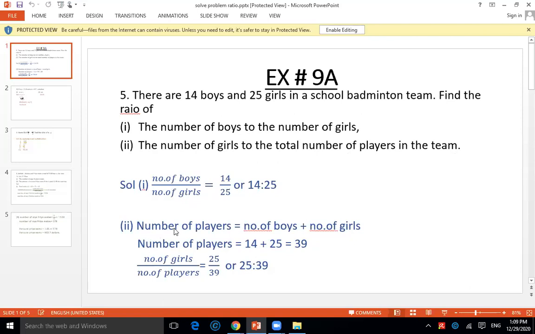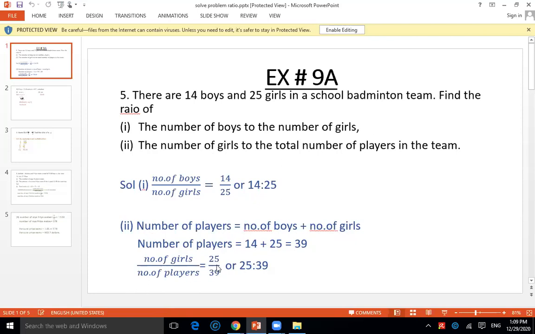Now first of all we need to find out the number of players. We need to add number of boys and number of girls to find the number of players. So 14 plus 25 is 39. This is the number of players. Now, as the question says, find the ratio of number of girls to the number of players. I have written here number of girls divided by number of players.